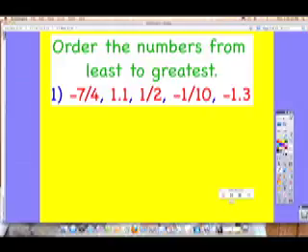So I look at that and I always jump to the negatives. Do you agree with me? Negatives are going to be the lowest numbers, right? Okay, but then we've got some fractions in there to deal with. So we've got to deal with -7/4, a half, and -1/10.